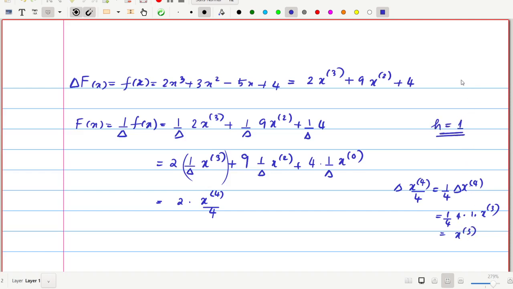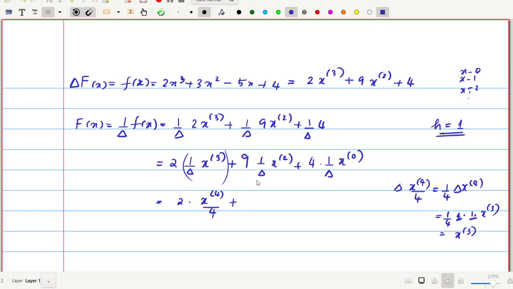We are considering x minus 1, x minus 2, x minus 0 here. This is the way we define the factorial polynomial. So our differencing is with the factor h equal to 1 here. So delta of x^(4) is n times h times x^(3). This shows that the first differencing of x^(4) by 4 is nothing but x^(3). So 1 by delta of x^(3) is equal to x^(4) by 4.